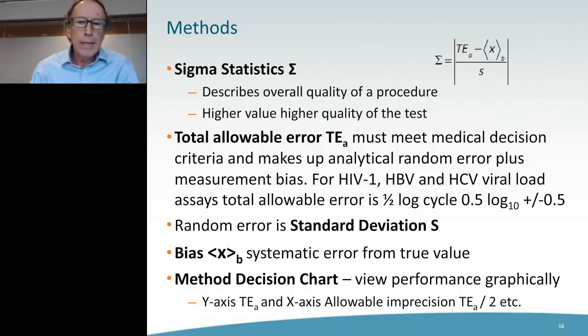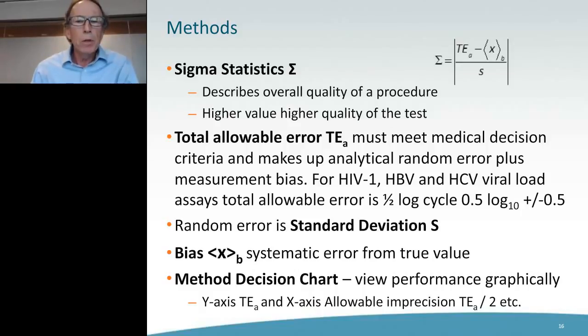The TEA, the total allowable error. Now this is an interesting metric because it must meet the medical decision criteria, and it makes up a combination of the random error plus any bias that's in the assay. And as I said earlier, for HIV, HBV, and HCV, for these viral load assays, the acceptable total allowed error is about a half log, so half log base 10.